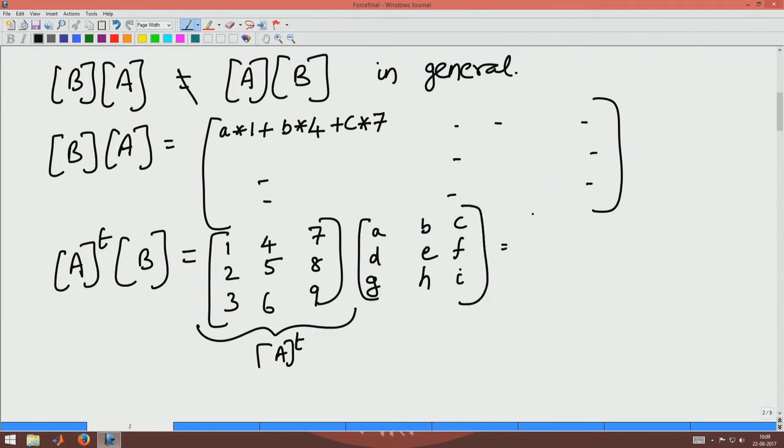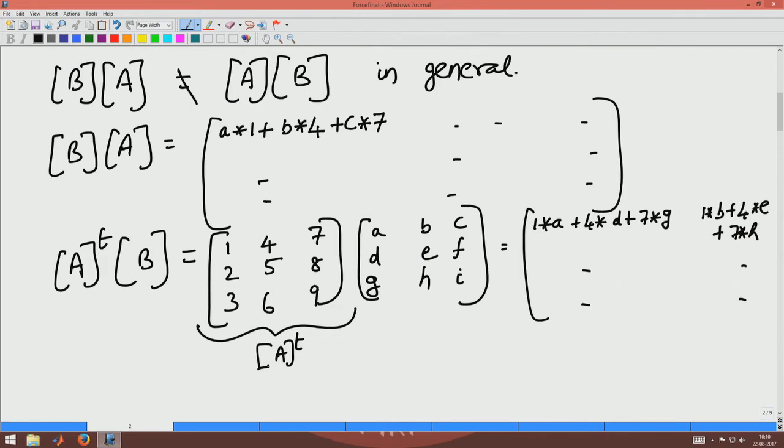So, this gives me 1 times A plus 4 times D plus 7 times G, the first entry. Second entry would be 1 times B plus 4 times E plus 7 times H, and so on. Okay, I leave it as an exercise for you to complete the remaining components of A transpose B. So, this is what this multiplication means.